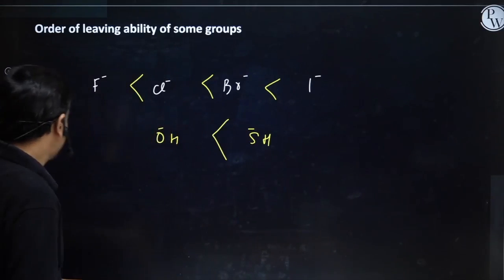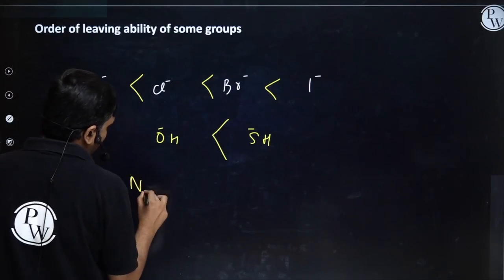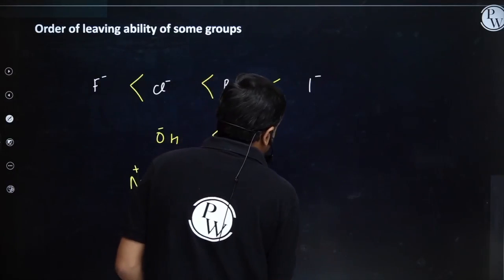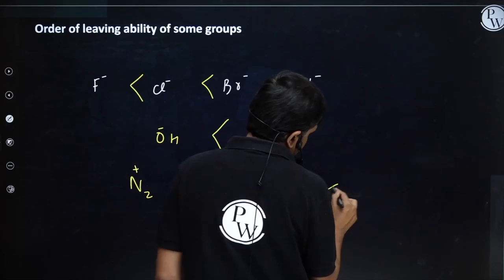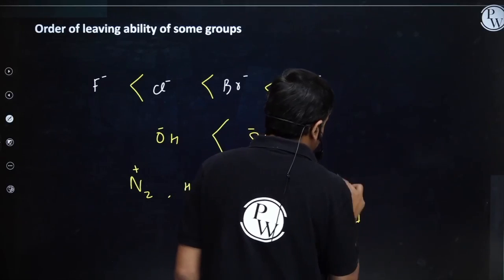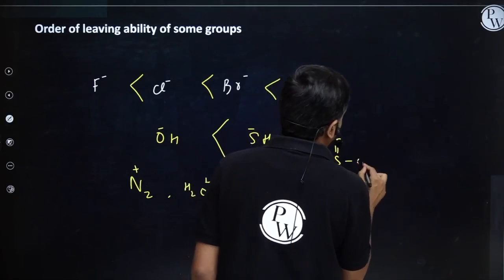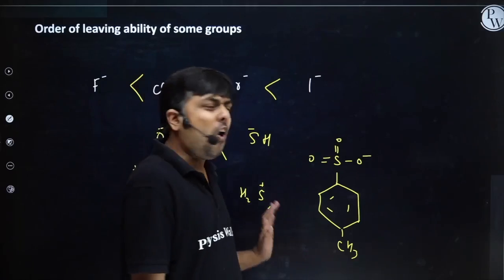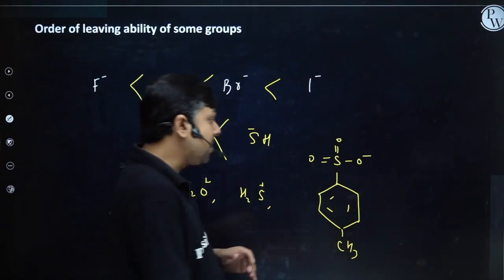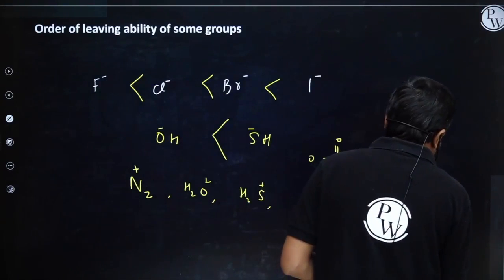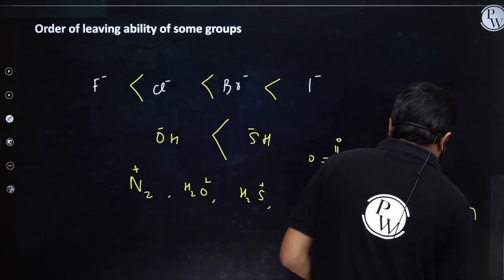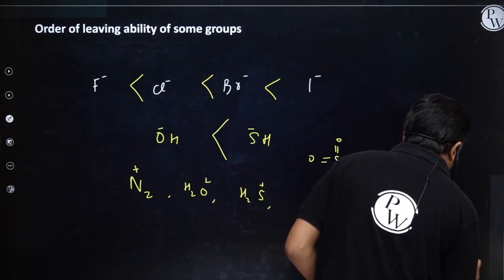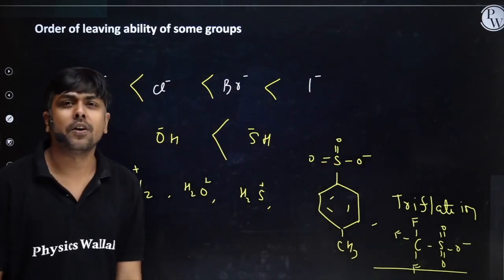Am I clear? Students, we have some of the best leaving groups like N2 positive, H2O positive, H2S positive. Then we have tosylate ion, right? Tosylate ion is like this: S double bond O, O minus, CH3. We have nosylate ion, we have brosylate ion. All these groups are very good leaving groups. Even triflate ion, CF3, S double bond O, O minus. These are some of the very good leaving groups.